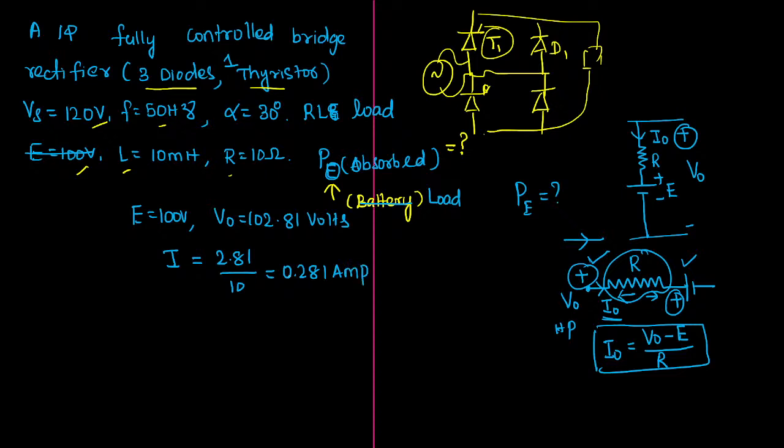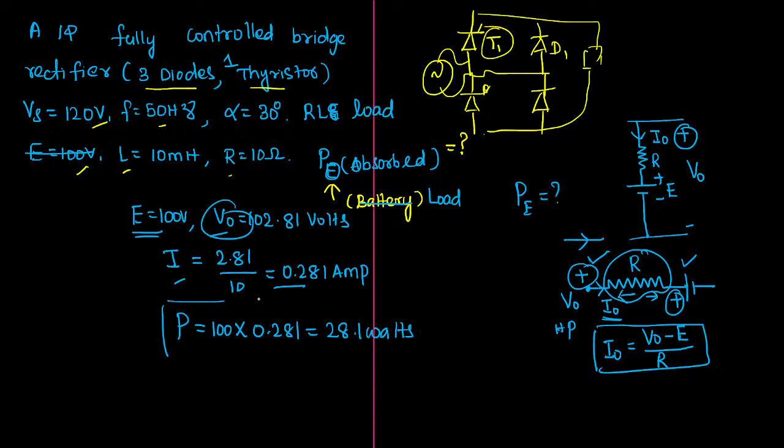Now we know the value of current. We also know the value of voltage. Calculate this. Which voltage you have to consider? Not this one. Power absorbed by the battery. What is the value of battery voltage? It is 100. What is the current consumed by the battery? It will be 0.281. So the formula will give you the value of 28.1 watts. So we found the value of answer.